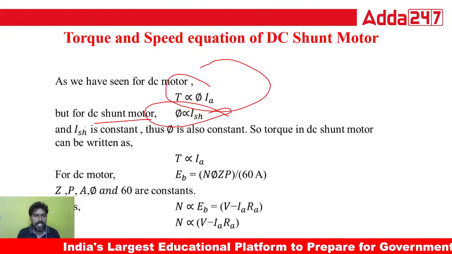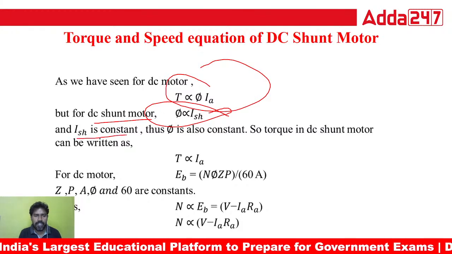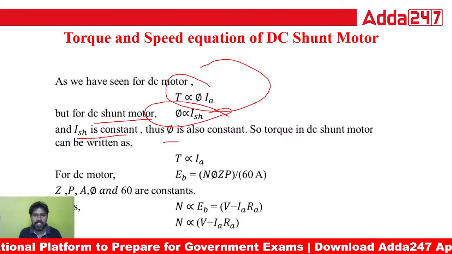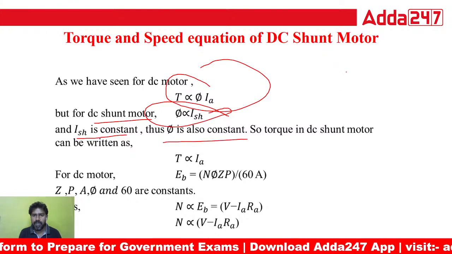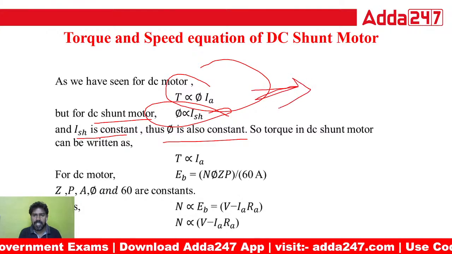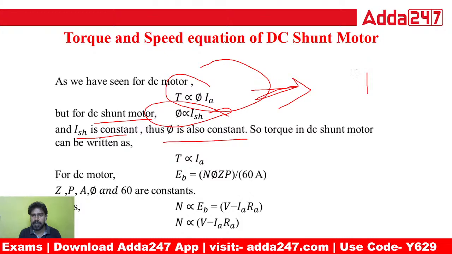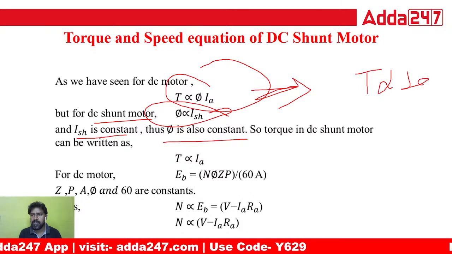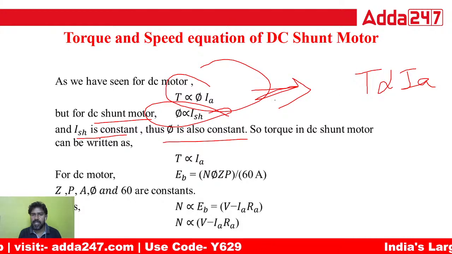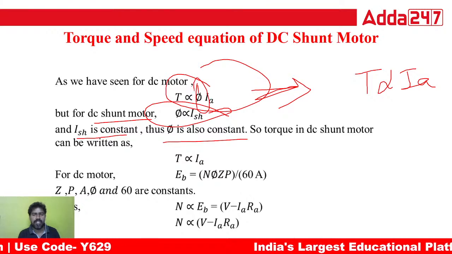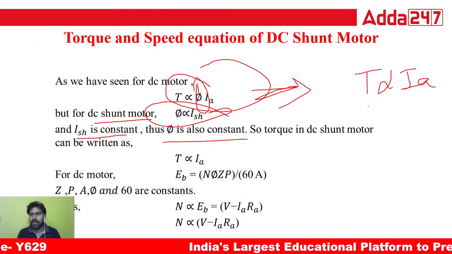If I_sh is constant, suppose for a shunt motor the current is constant, then flux remains constant. So flux is constant means, then what is the torque equation? Torque is directly proportional to only Ia, because the flux is constant. So constant means we take it as 1. So then torque is directly proportional to Ia.